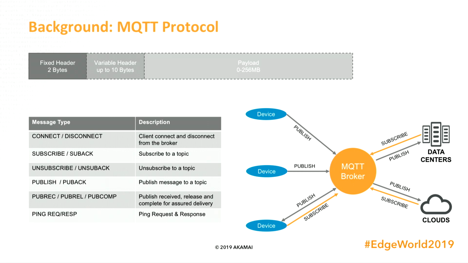So QoS levels go from 0, which is best effort, meaning I'm just going to send this message out to any connected clients and then discard the message, or QoS 2, which is I'm going to guarantee that that message is delivered to every client. And those messages can persist in the network for up to 7 days in a buffer.